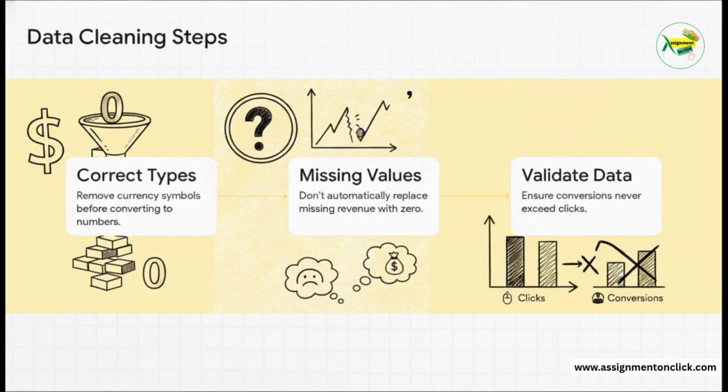And here's how that foundation gets built. Step 1, correct your data types, meaning you have to strip out currency symbols like pound or dollar signs so the system reads it as a number, not text. Step 2, handle missing values carefully. Like a missing revenue field might just be a tracking glitch, not a $0 disaster. And Step 3, validate your records. You simply cannot have more conversions than clicks. If you do, your tracking is fundamentally broken.